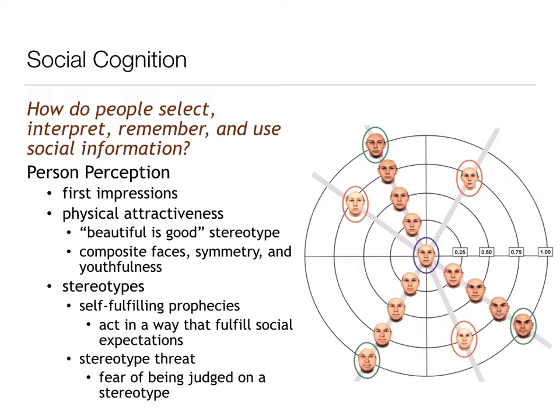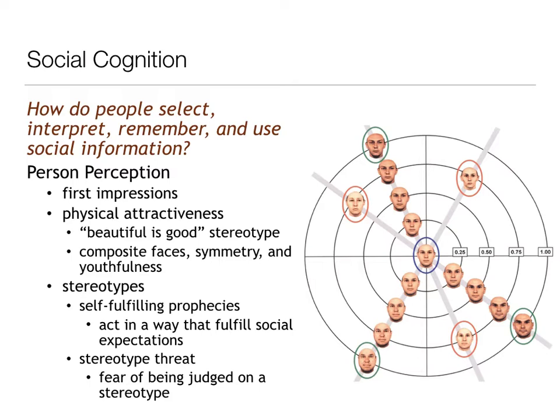One of the things that we consider really attractive is symmetrical faces. So this would be a lateral symmetry, so that the left side of the face is symmetrical to the right side of the face. We see faces that are more symmetrical as more attractive. We also see that composite faces are really, really attractive, and that's what you have here in this image.